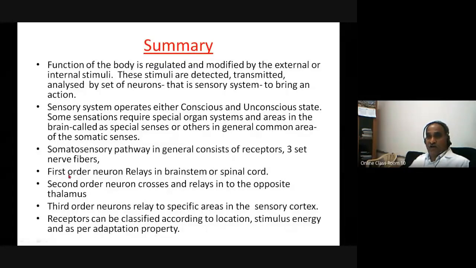So now I mentioned that the first order neuron relays in the brainstem or spinal cord. The second order neuron crosses, and relays on the opposite side. The third order neuron relays in specific areas of the sensory cortex. And the receptors can be classified according to location, stimulus energy, and according to the adaptation property. Okay, so this is the summary.